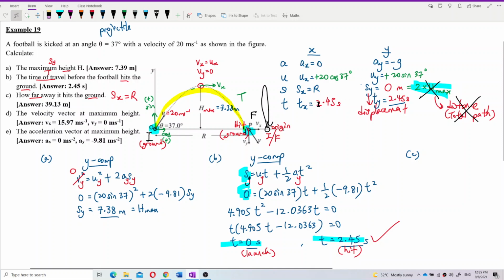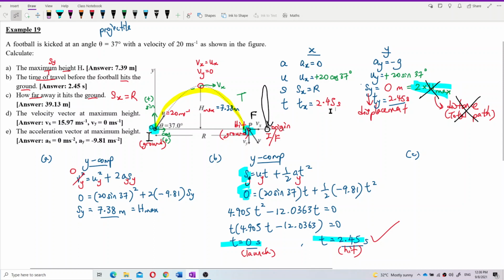Now I got the 2.45 seconds already, so now we can find the range. I can use this information, the 2.45 seconds, which I got from the time of the y component just now.